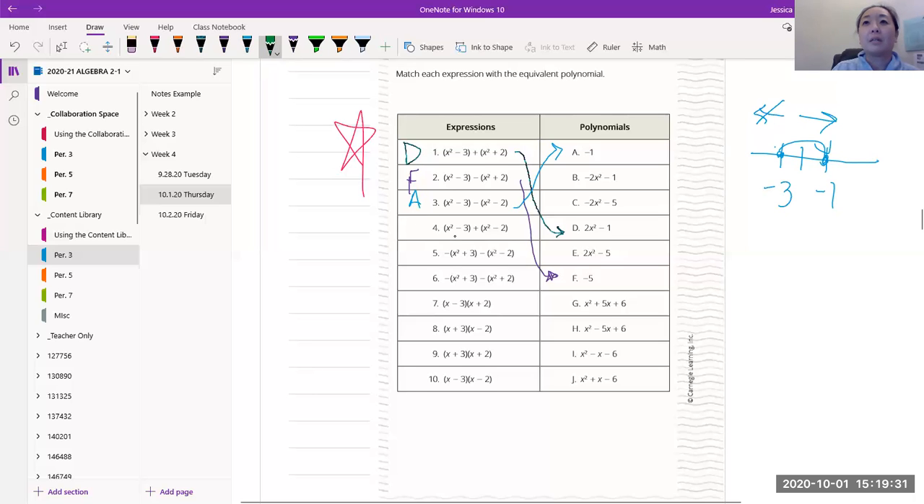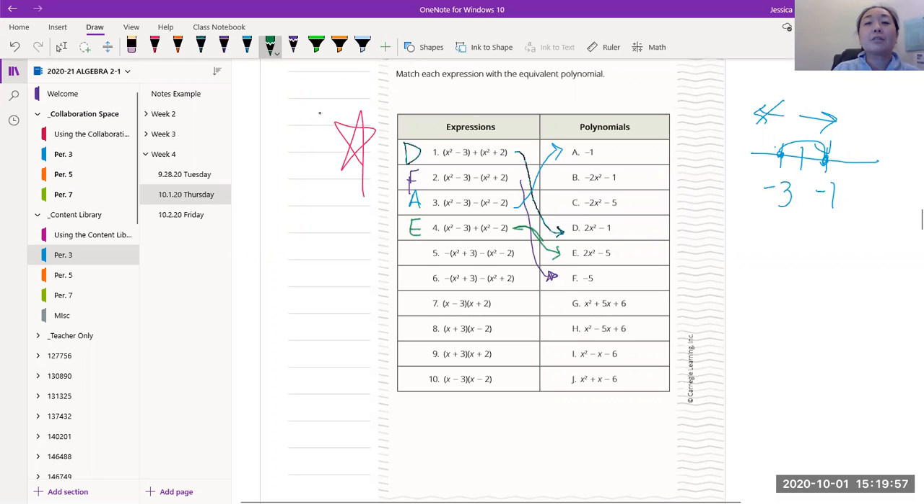And then next one, x squared plus x squared. So that's going to be 2x squared for sure. So it's probably E, because that's the only one with 2x squared. Right? And then if I go -3 minus 2, so that's definitely going to be -5. Okay, so that is going to be our E.